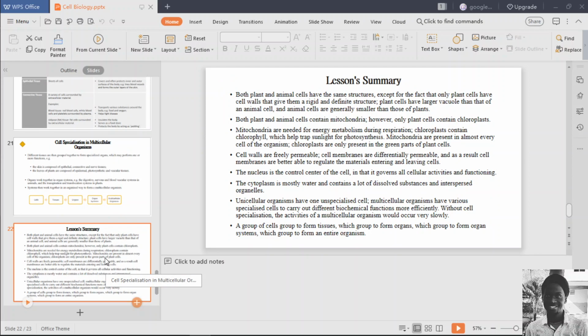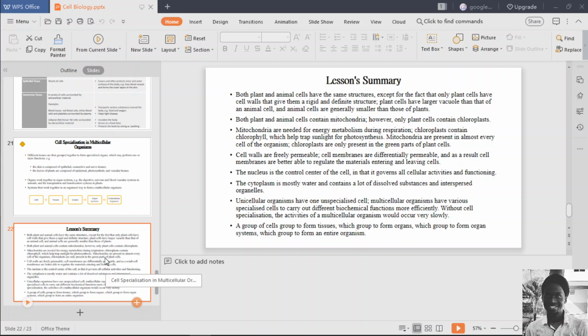To summarize the lesson, both plant and animal cells have the same structures, except for the fact that only plant cells have cell walls that give them a rigid and definite structure. Plant cells have larger vacuoles than animal cells. Animal cells are generally smaller than plant cells. Both plant and animal cells contain mitochondria. However, only plant cells contain chloroplasts, and they are only found in the green parts of the plant.